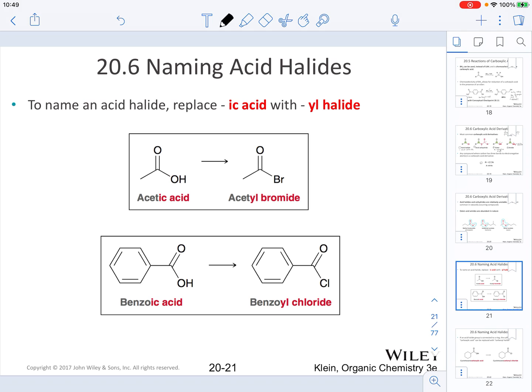For example, if we have the acid chloride that came from benzoic acid, as you can see, this is benzoyl chloride. So again, we are just going to replace the ic acid out of the name, and we're going to put yl and then the name of the halide. If it's bromine, as you can see here, then it's going to be bromide. If it's chlorine, then we're going to have chloride.